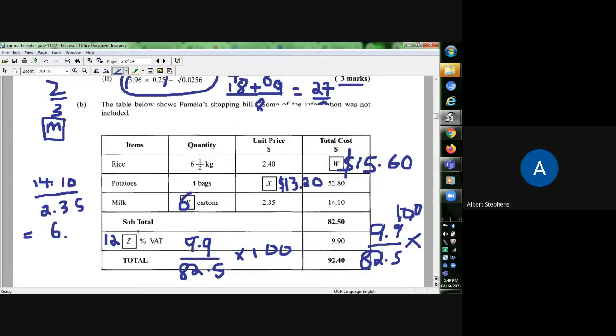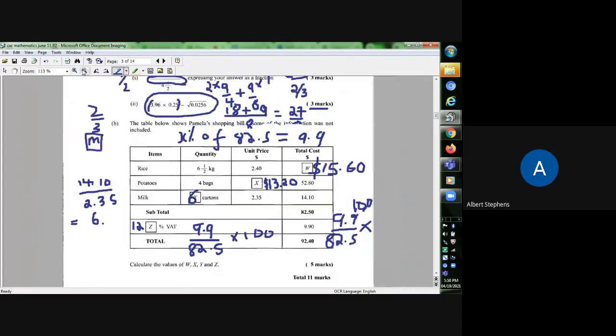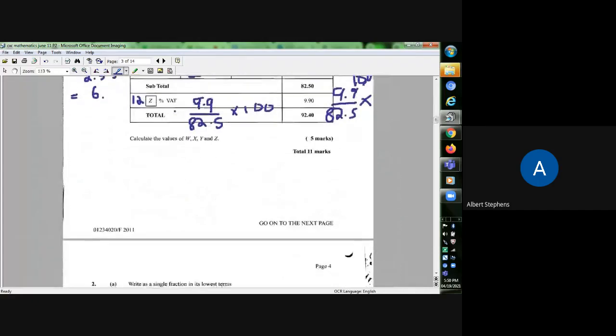All right. There's actually another way of getting it, but it's pretty long. You say X percent of 82.5 gives you 9.9. You form a little equation and you find the value of X. That's a long route, but it still works. So you say X percent is the same thing as X over 100, and you manipulate that and you'll get back the 12. All right. Okay. So let's move on.